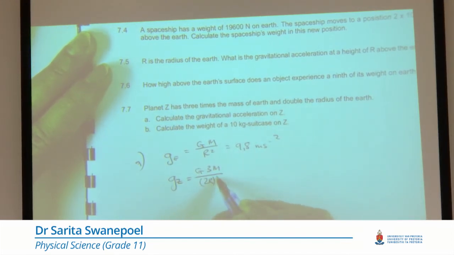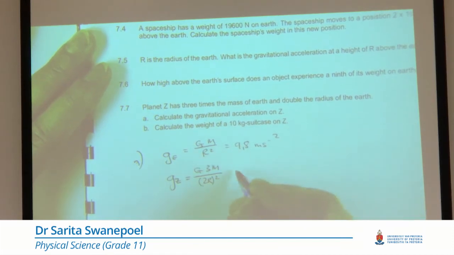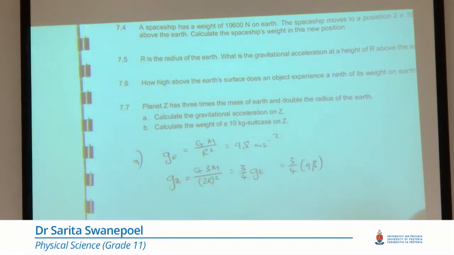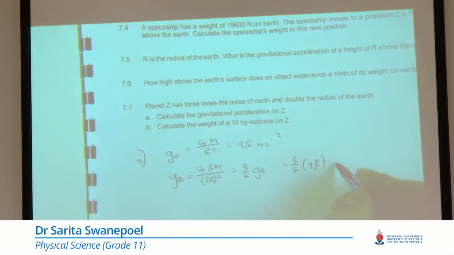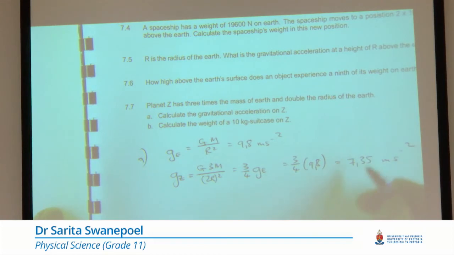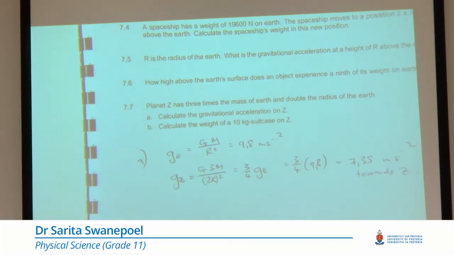And remember the square. So what do we end up with? 3/4 of g on Earth. And that means 3/4 of 9.8. And what is 3/4 of 9.8? Hopefully you find that as 7.35 meters per second squared, and that will be towards Z.